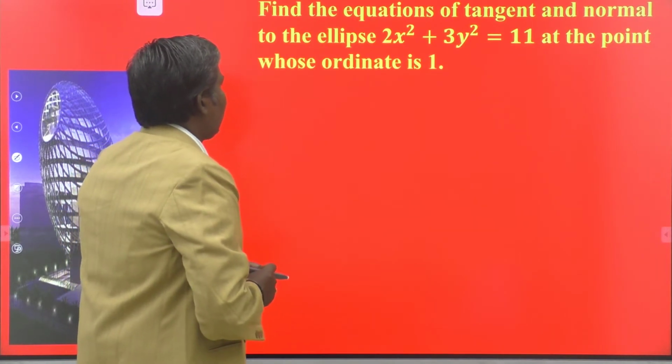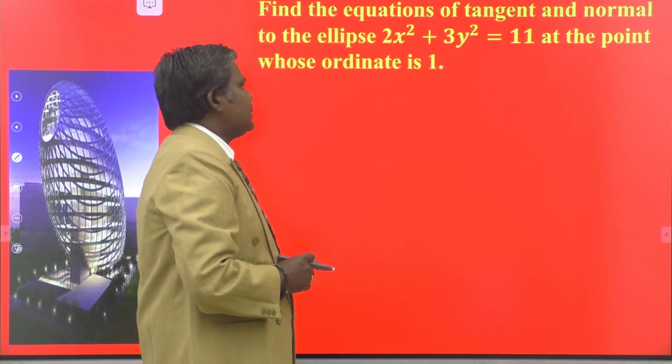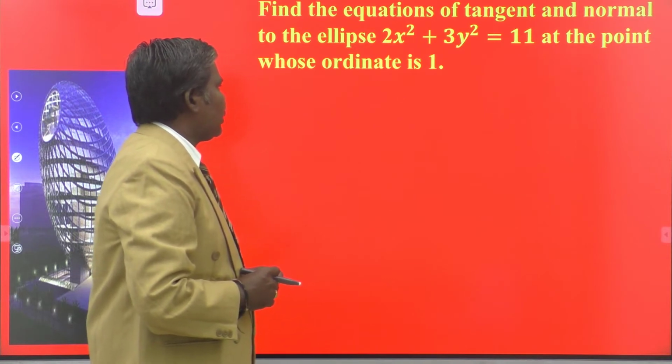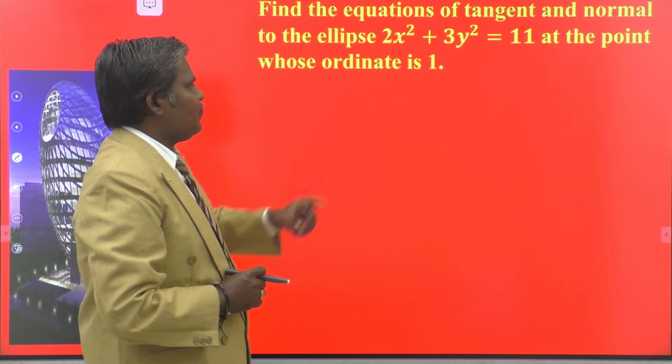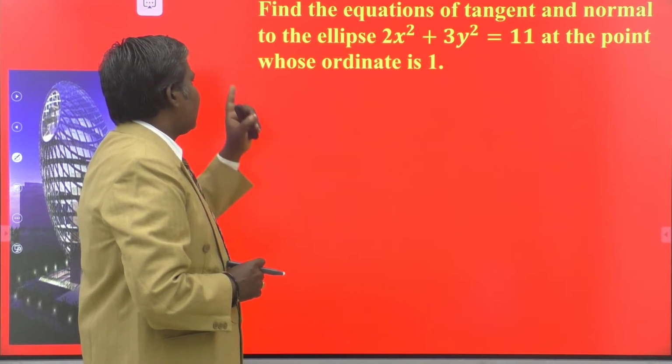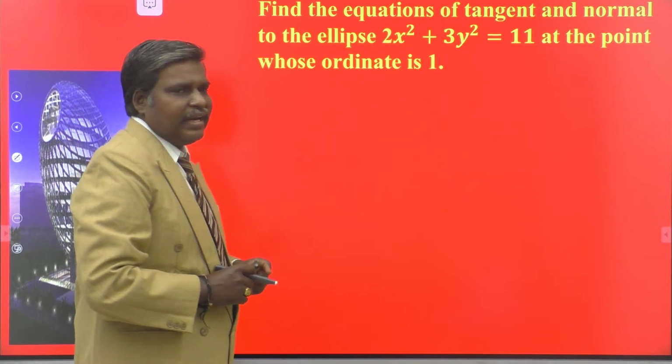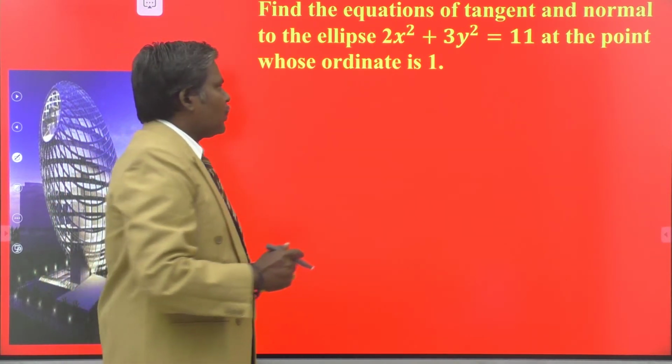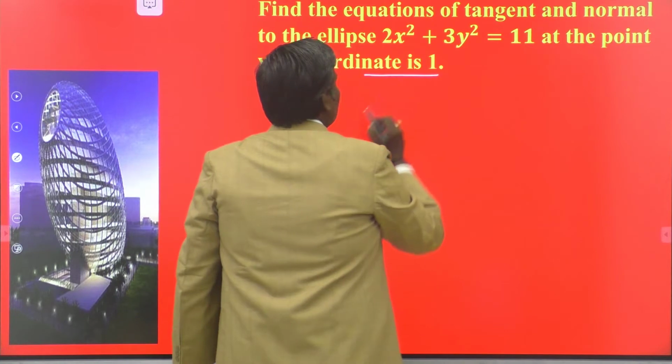See this one. Find the equations of tangent and normal to the ellipse 2x square plus 3y square is equal to 11 at the point whose ordinate is 1. The point is given indirectly to you.